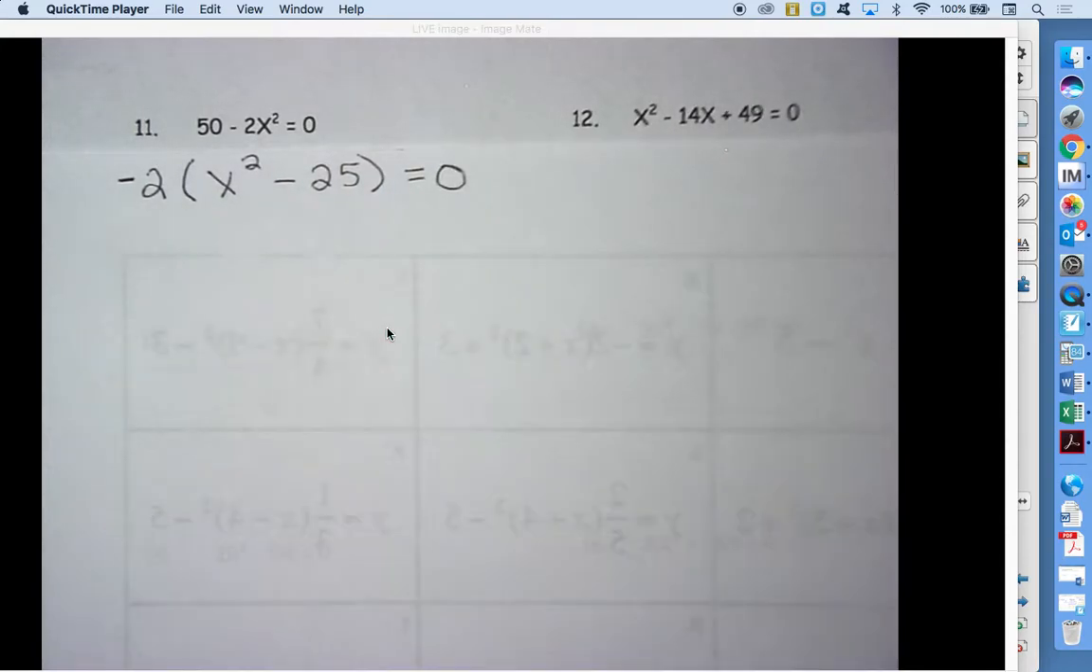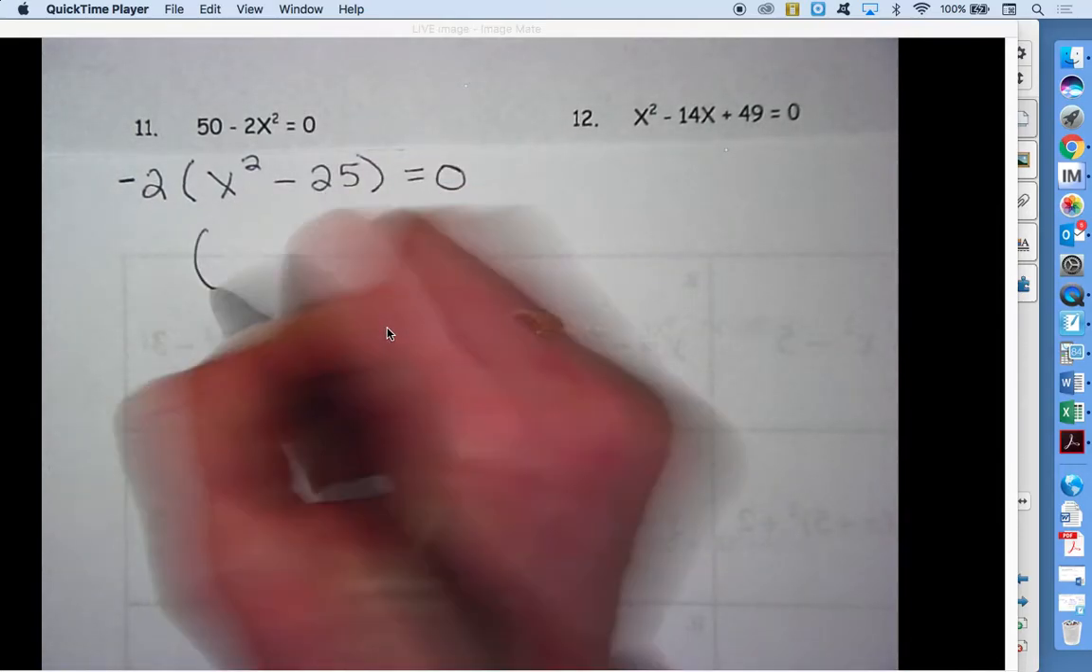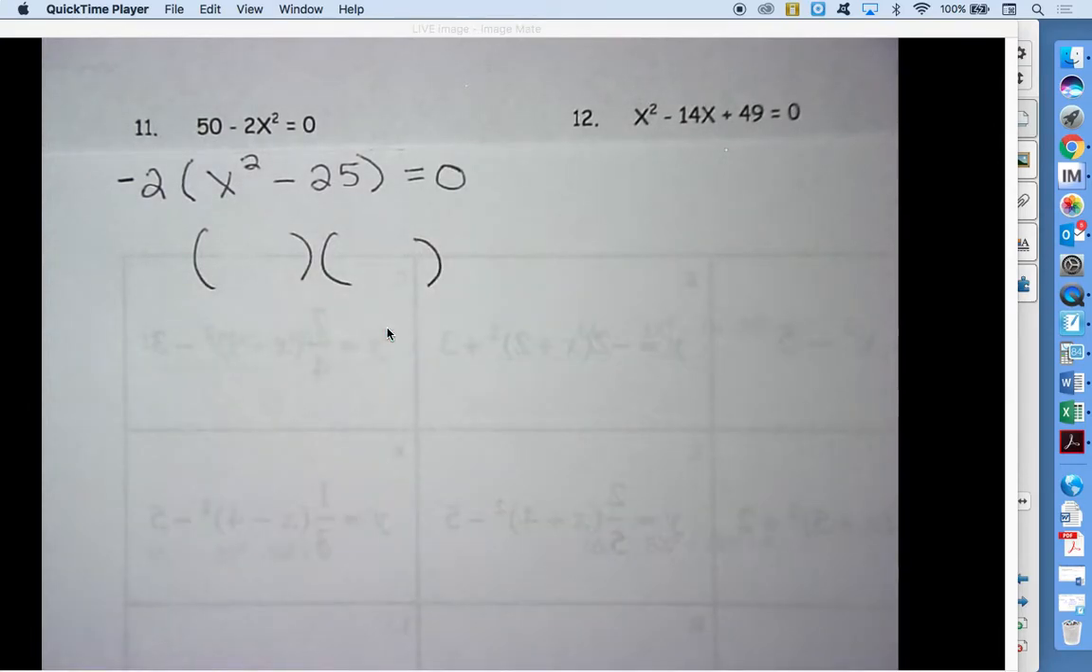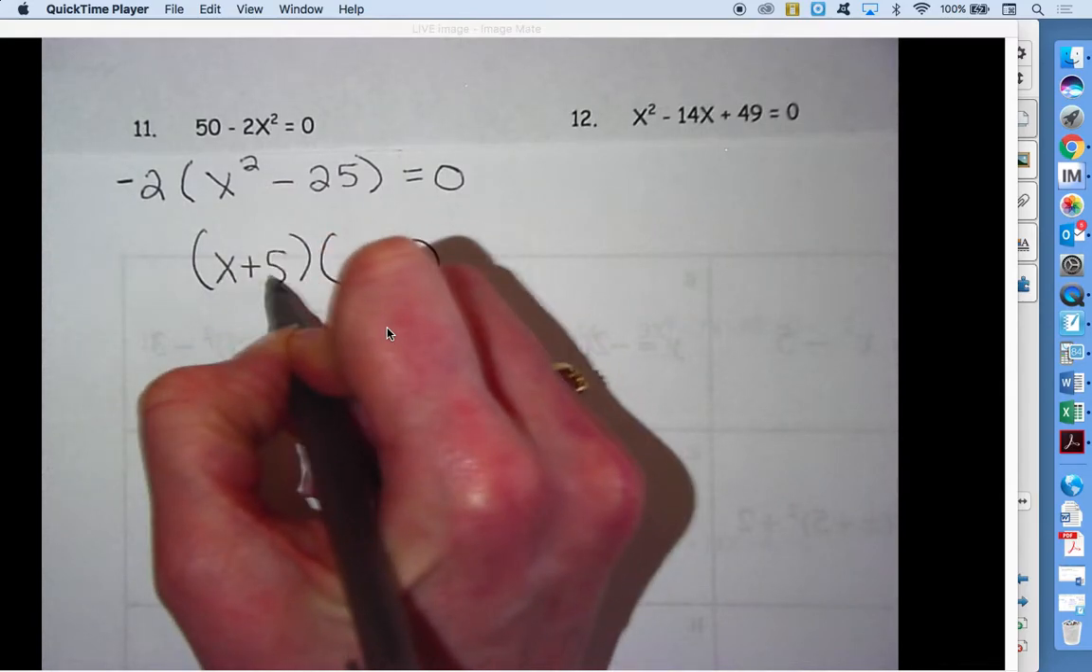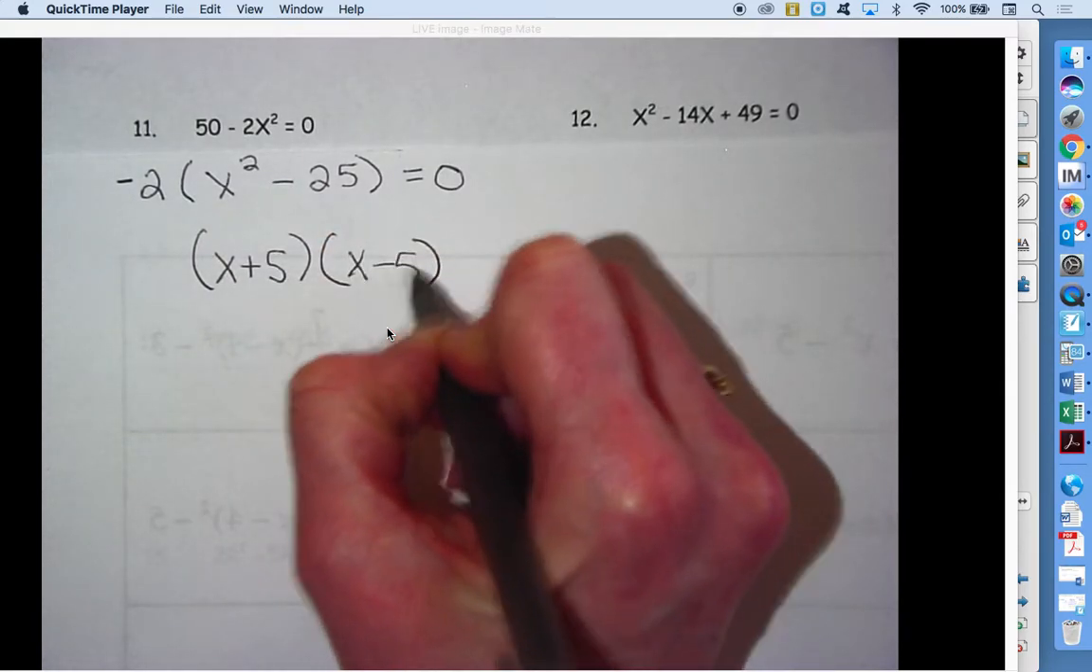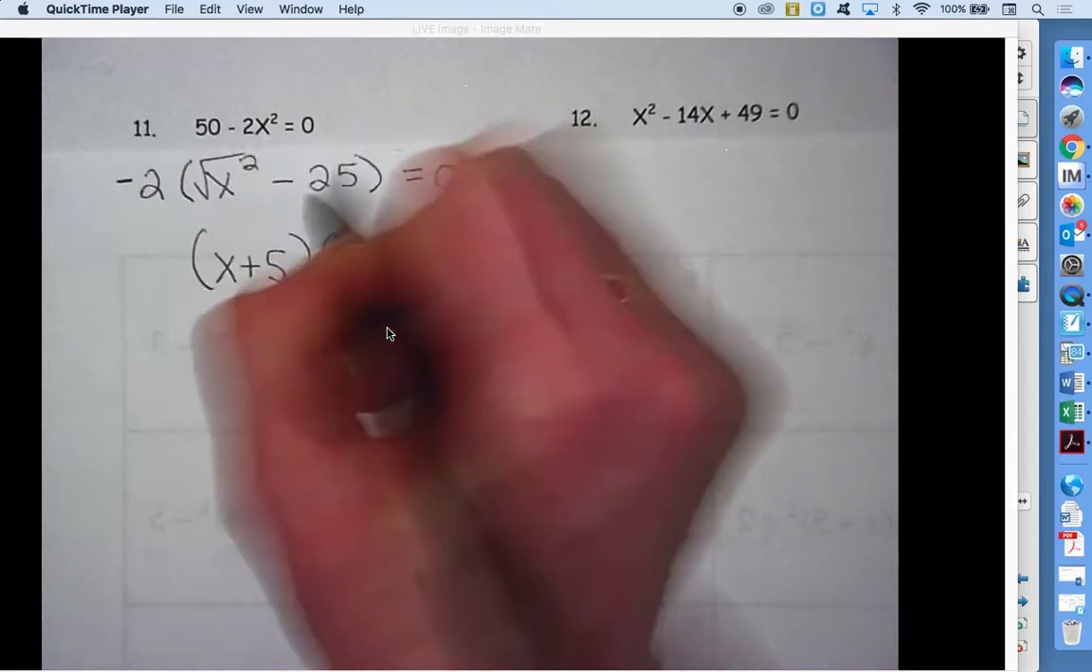So then Paige was saying you can take a square root thingy. If you pull out a negative 2, because the x squared is negative, then it makes it a positive x squared and now a negative 25. So Paige, if we use the square root thingy, you would have x plus 5, x minus 5. Both of those are perfect squares.